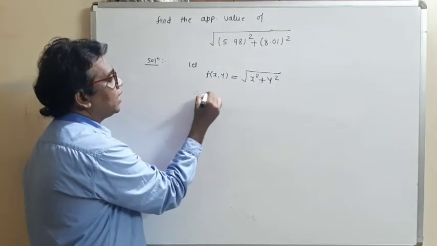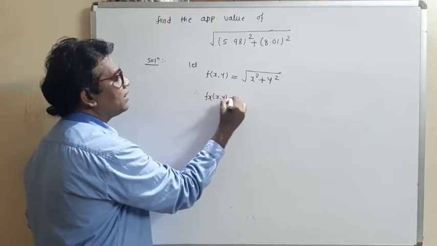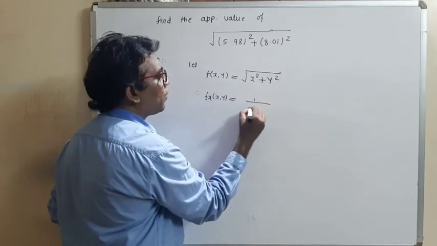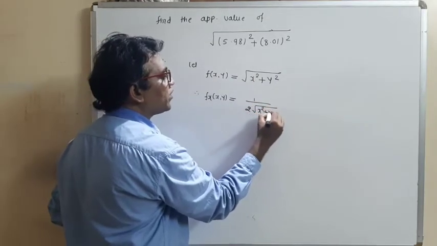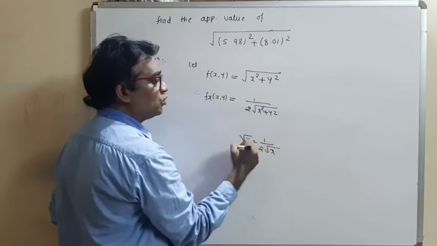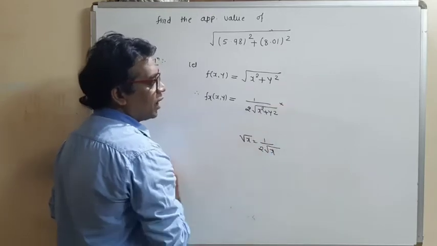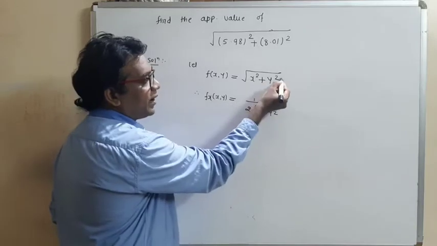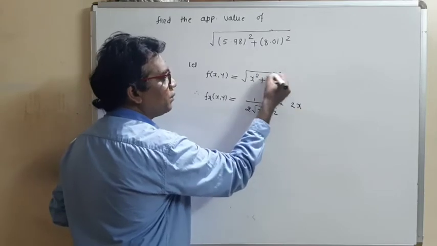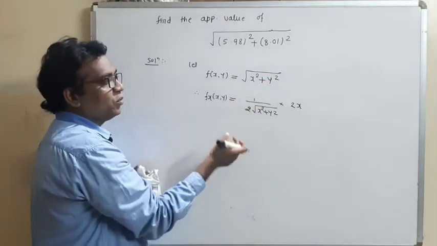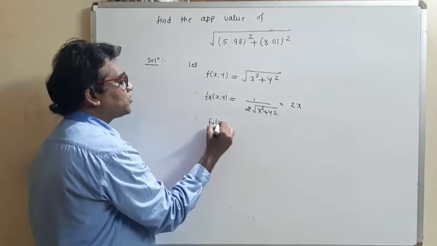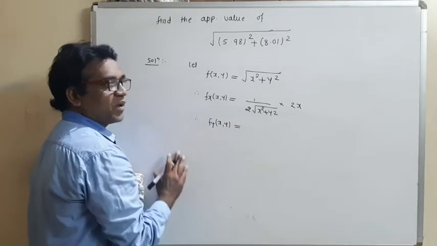Now from function f, we have to find the partial derivative fx at (x, y). The derivative of the square root function is 1 upon 2 root (x square plus y square). This is the same formula: the derivative of root x is 1 upon 2 root x, and according to the chain rule, we multiply by the derivative of the inner function. The derivative of x square is 2x, and the derivative of y square is 0, because it is a constant quantity.